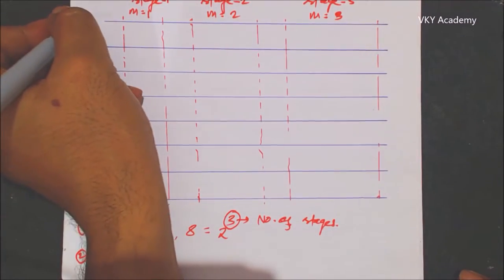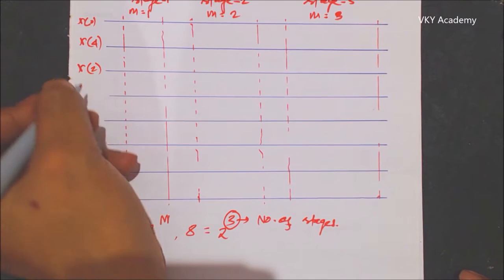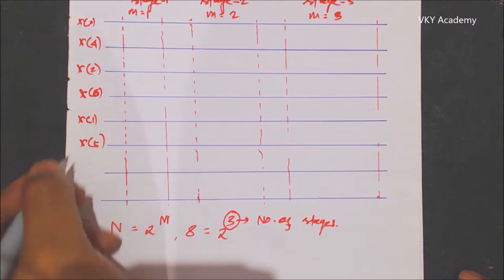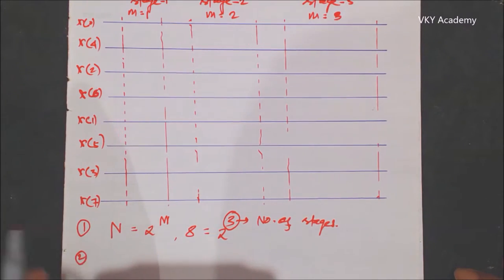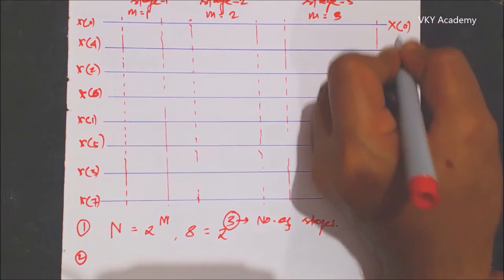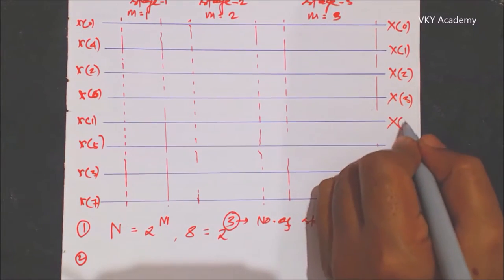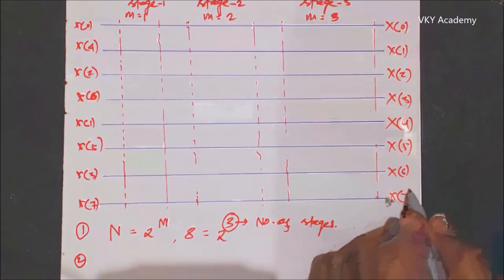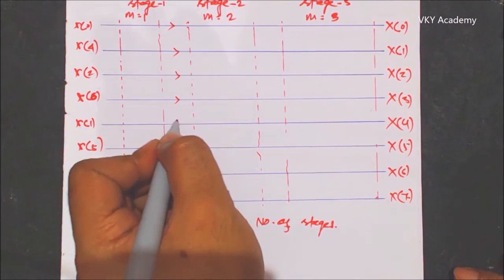So let us write the inputs: small x of 0, small x of 4, small x of 2, small x of 6, small x of 1, small x of 5, small x of 3, and finally small x of 7. So my inputs are in bit reversal and the outputs are in natural order: capital X of 0, capital X of 1, capital X of 2, capital X of 3, capital X of 4, capital X of 5, capital X of 6 and capital X of 7.